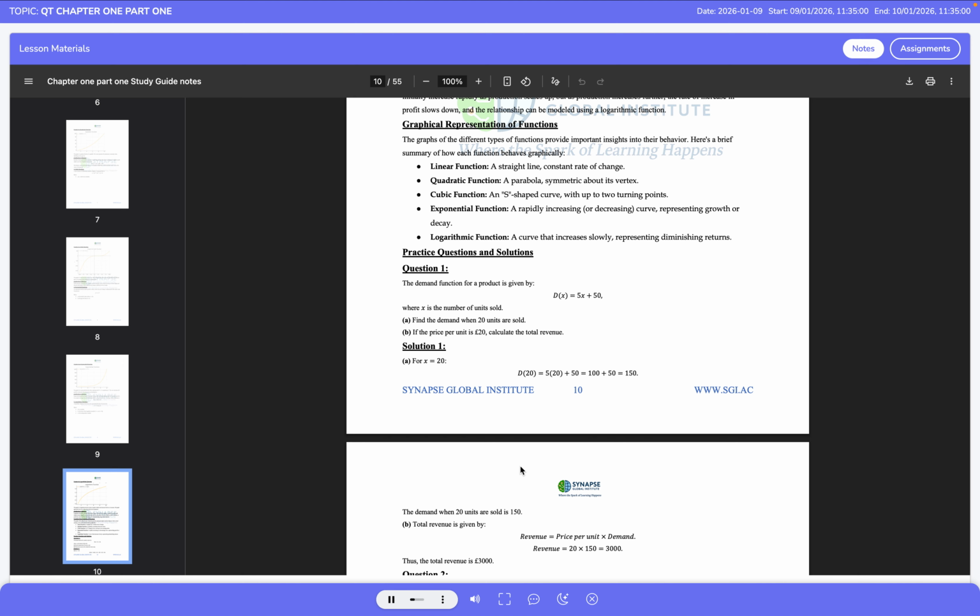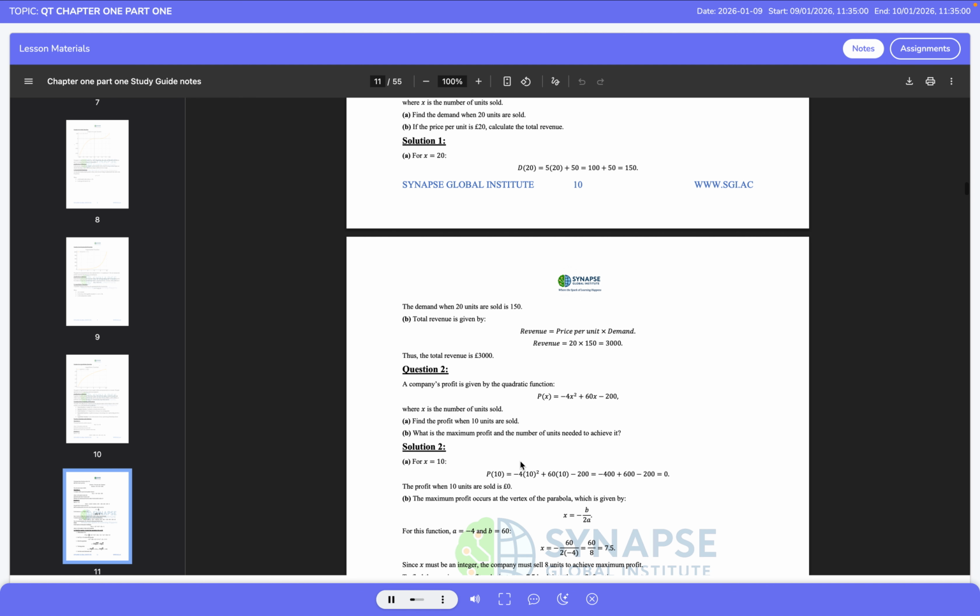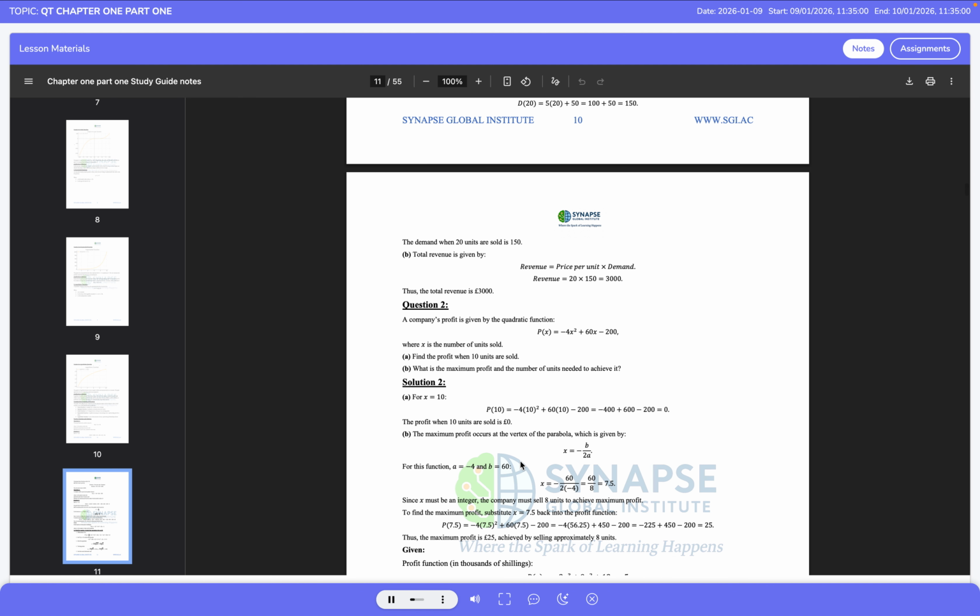Let us now work carefully through the practice questions, and again I encourage you to use the chat if any step is unclear. In the first question, the demand function for a product is given as d(x) equals 5x plus 50, where x is the number of units sold. In part A, when x equals 20, d(20) equals 5 multiplied by 20 plus 50, which equals 100 plus 50, giving 150. Therefore, the demand when 20 units are sold is 150 units.